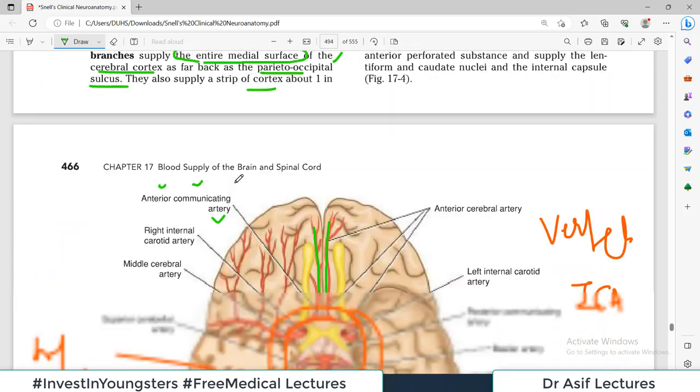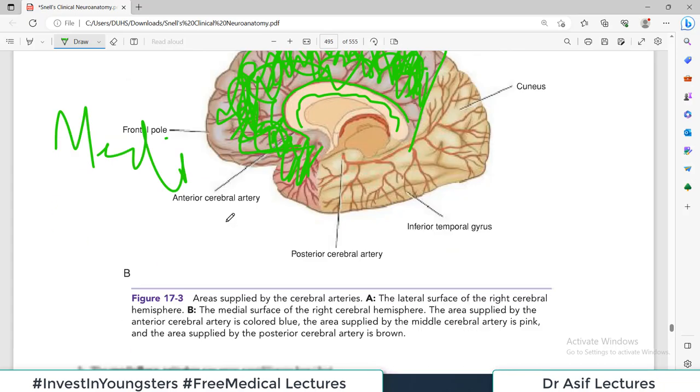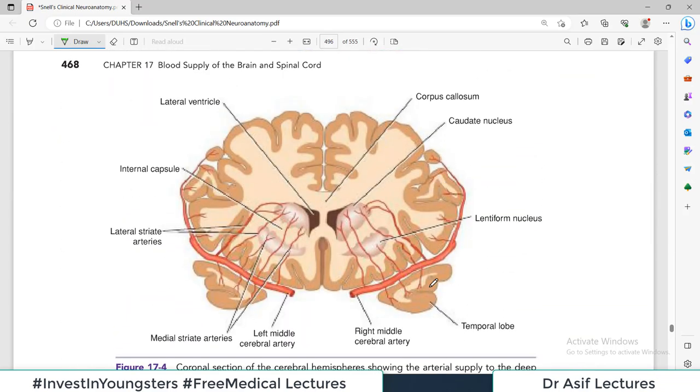Now, these are the deep structures. So, if we look at, let me find one of the diagrams. For example, here, not this one particularly, well, this diagram is good. Here, this is a coronal section through the brain. We can see the deep structures, the lentiform nucleus. We can see the caudate nucleus, and there is an internal capsule. So, that's the internal capsule.